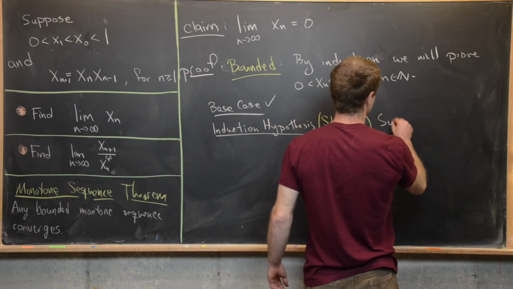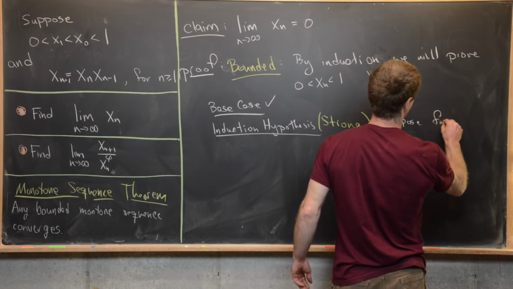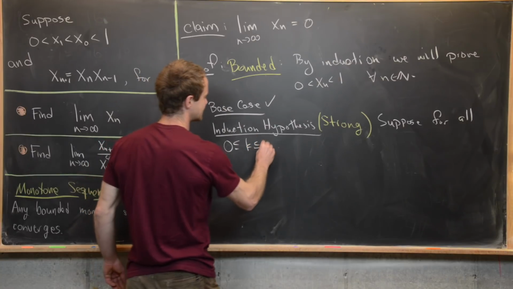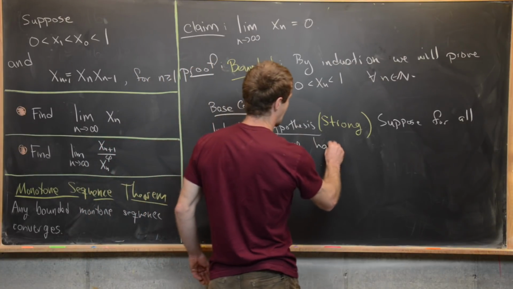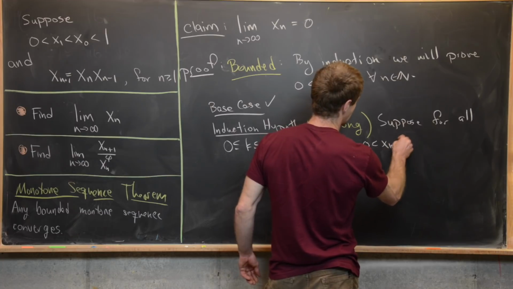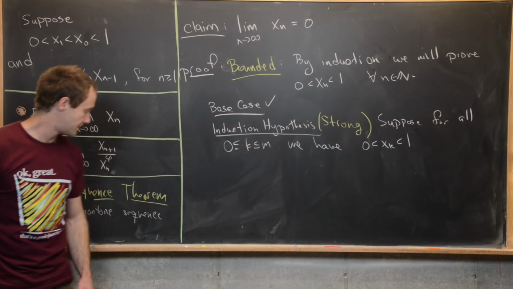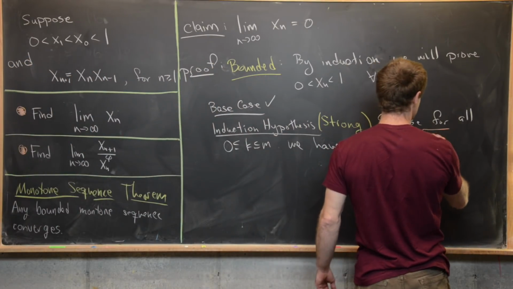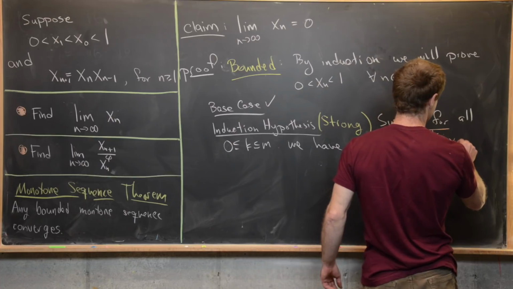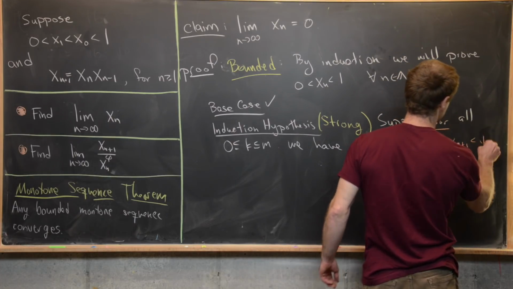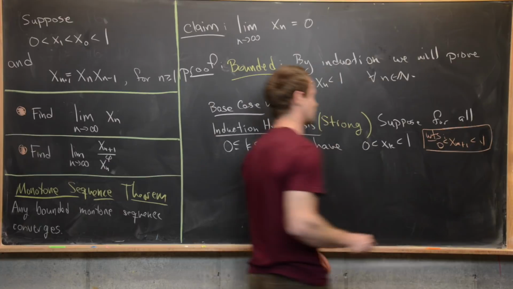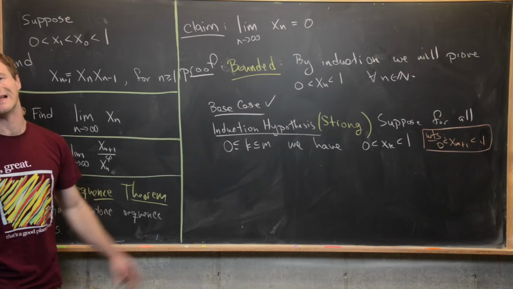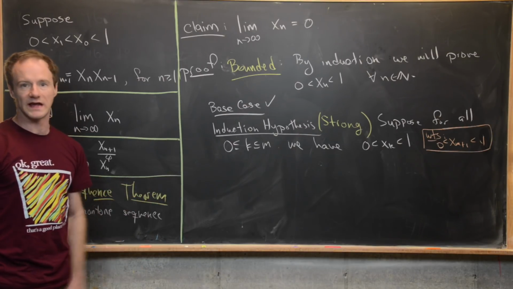So let's suppose for all 0 less than or equal to k less than or equal to m, we have x_k is between 0 and 1. I want to point out that with this setup, what we want to do is show that x_{m+1} is between 0 and 1. So remember, strong induction means we assume all cases up to a certain point instead of just that one case.